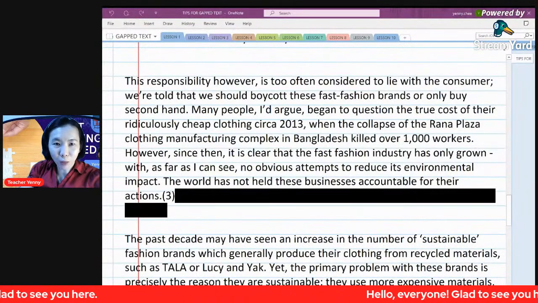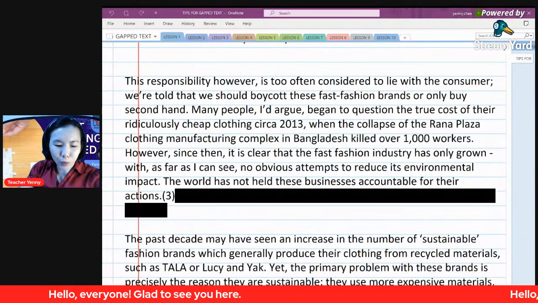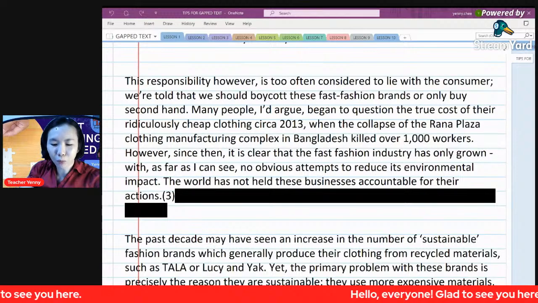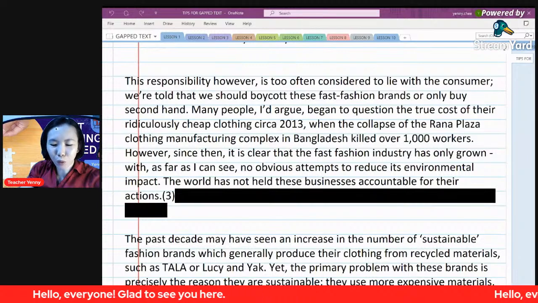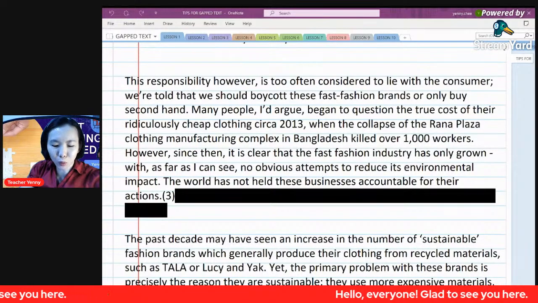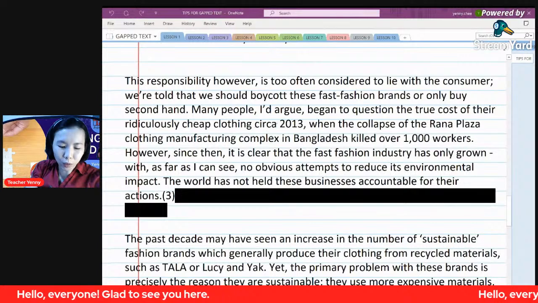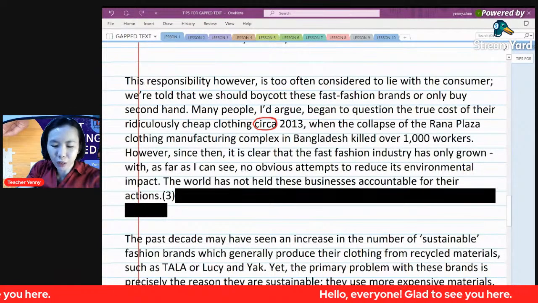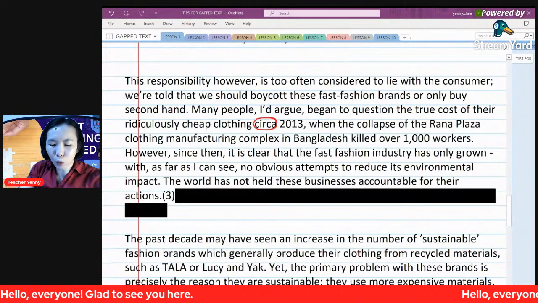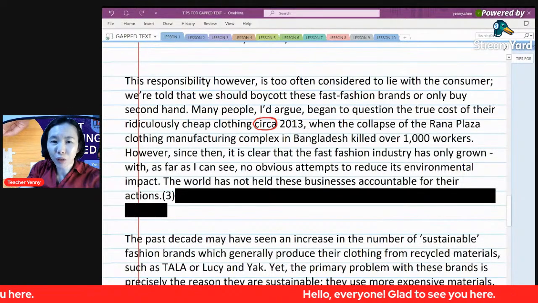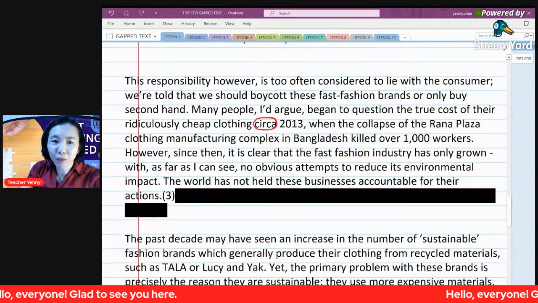This responsibility, however, is too often considered to lie with the consumer. We're told that we should boycott these fast fashion brands or only buy secondhand. Many people, I would argue, begin to question the true cost of their ridiculously cheap clothing circa 2013, approximately 2013, in case you don't know what this means, when the collapse of Rana Plaza clothing manufacturing complex in Bangladesh killed over 1,000 workers. So they had cheap workers at this Rana Plaza. So that is why they can have fast fashion.